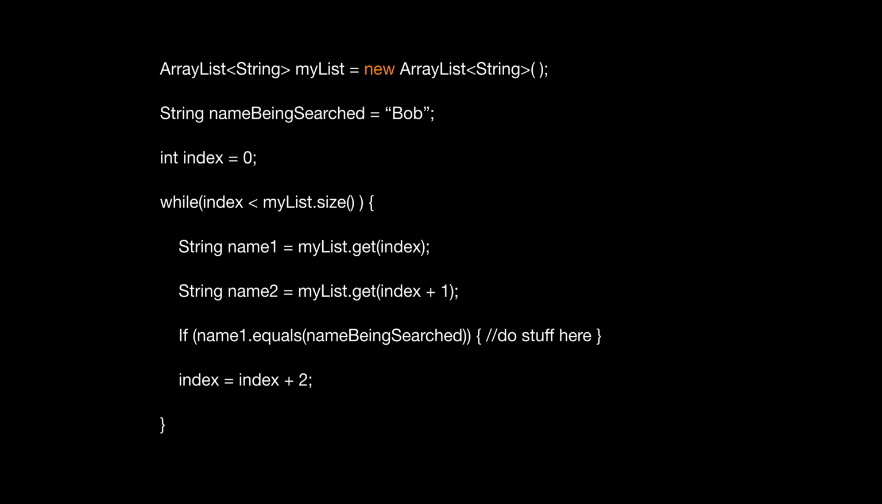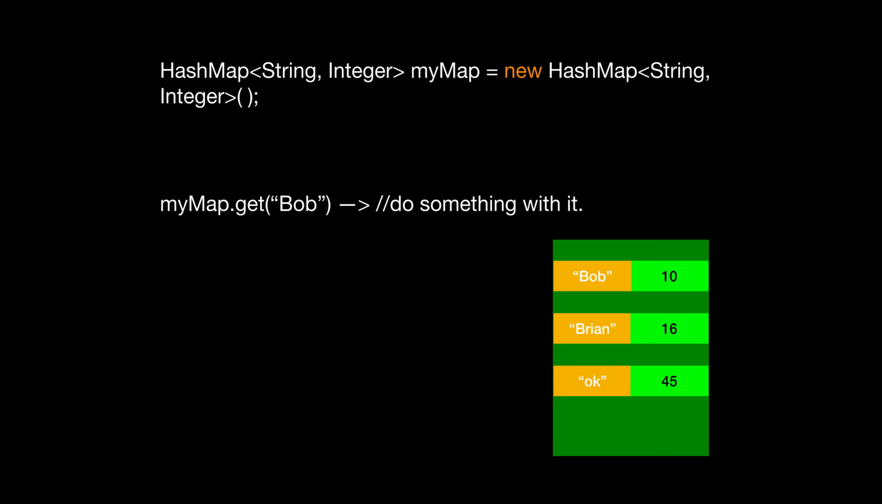So if you wanted to search for something much faster, you would use a hash map. In this case, hash maps have a key, which is a string, and then they have a value. In this particular hash map, that value is going to be an integer. So let's pretend that we are mapping names to ages. So Bob has an age of 10, Brian has an age of 16, and then somebody who goes by the name of OK has an age of 45.